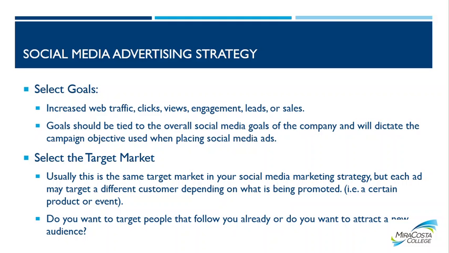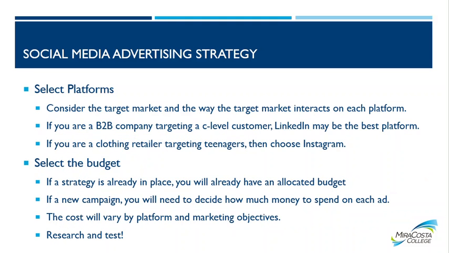It's pretty nice that you can choose either or a combination of both. So the third step is to select your platforms. Consider the target market and the way the target market interacts on each platform. If you're a business-to-business company, you might want to choose LinkedIn, whereas if you're in a different industry, like maybe breweries or wineries, you might want to choose Instagram or a combination of a couple, right?